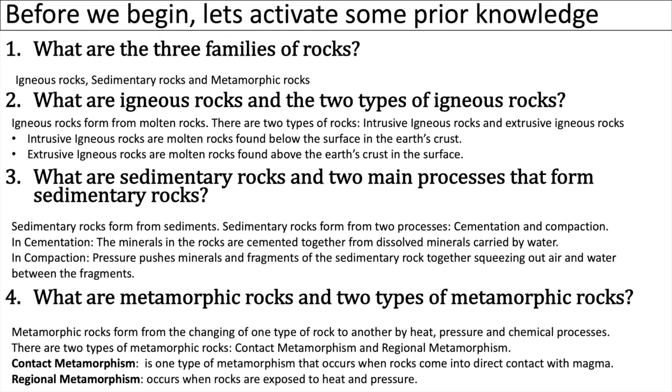Number 1. What are 3 families of rocks? The 3 families of rocks are igneous rocks, sedimentary rocks, and metamorphic rocks. Number 2. What are igneous rocks and 2 types of igneous rocks? Igneous rocks form from molten rock. There are 2 types of igneous rocks: intrusive igneous rocks and extrusive igneous rocks.